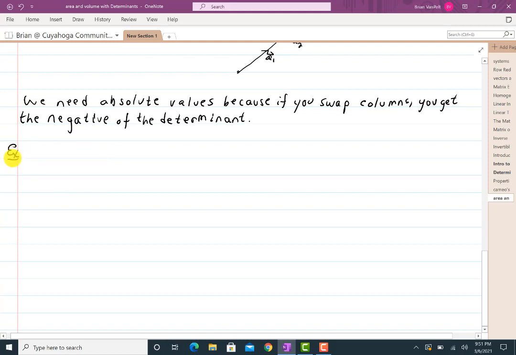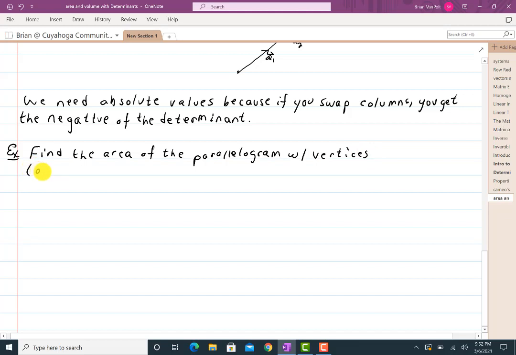As an example, find the area of the parallelogram with vertices 0, 0, negative 2, 4, 4, negative 5, 2, negative 1. Let's draw a picture here just to get an idea of what we're dealing with.